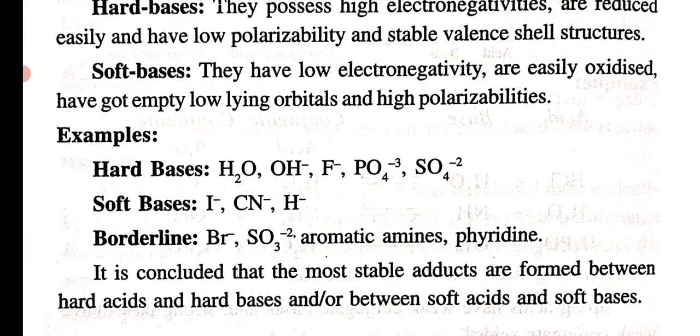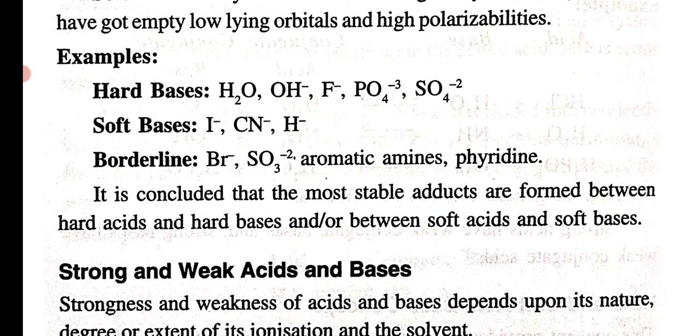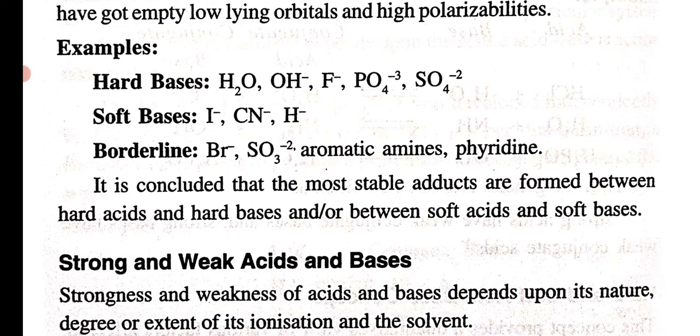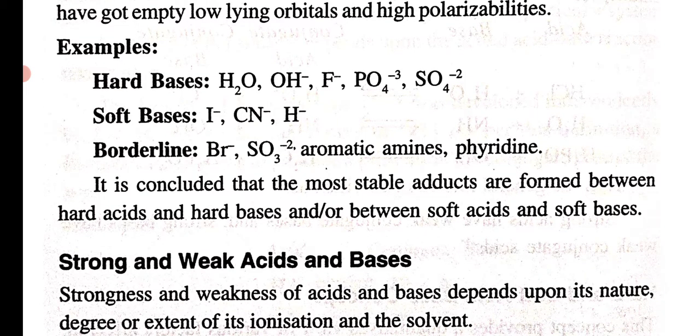For example, hard bases: H2O, hydroxyl ion, fluoride ion, phosphate ion, and sulfate ion. Soft bases: iodide, cyanide, and hydride. Borderline: bromide, sulfide, aromatic amines, pyridines. It is concluded that the most stable adducts are formed between hard acids and hard bases, and between soft acids and soft bases.